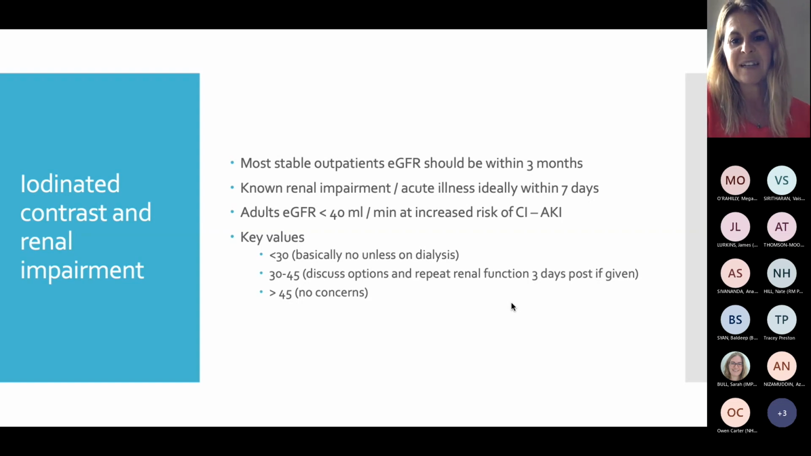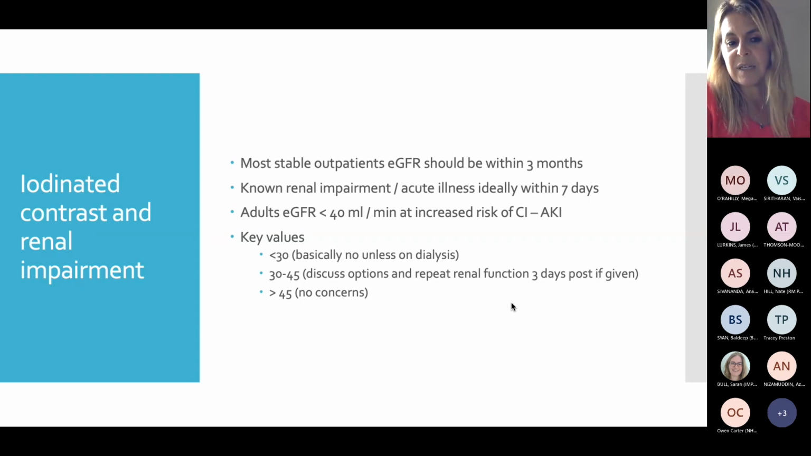If they're acutely ill or they're known to have renal impairment, we ask for it within a much shorter time frame, usually about 7 days. But as I say, if it's stable renal impairment, then we take a relatively relaxed view on that. But if it's an acute renal impairment or an acute illness, then it does need to be near to the time of the CT. And generally, adults with a GFR of less than 40 mils per minute are at increased risk of contrast-induced acute kidney injury.